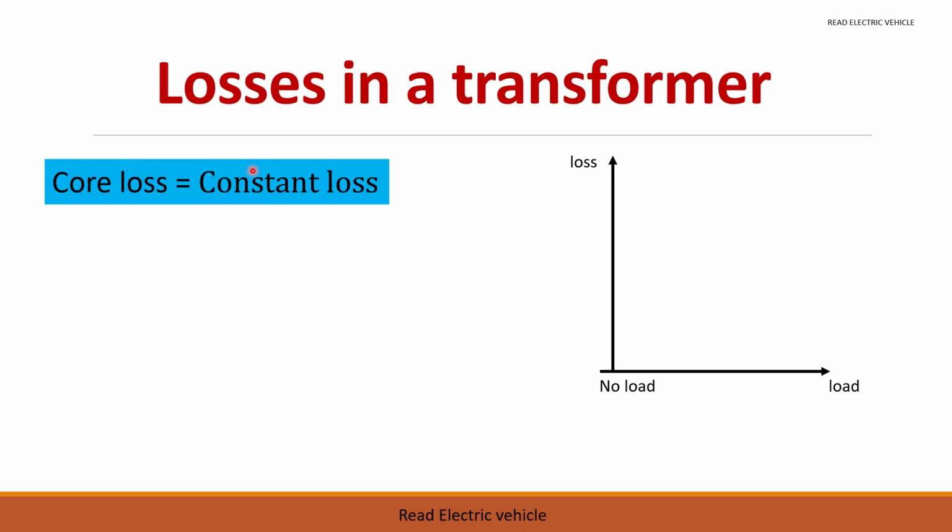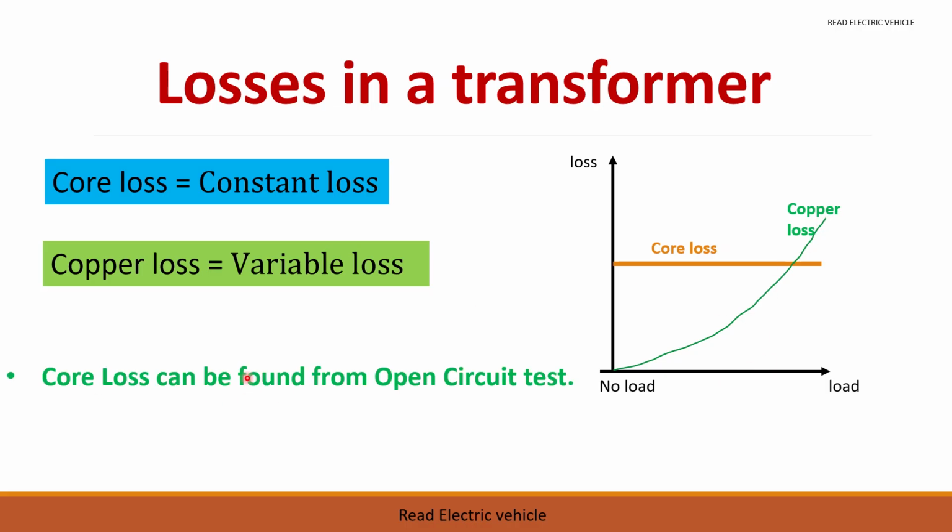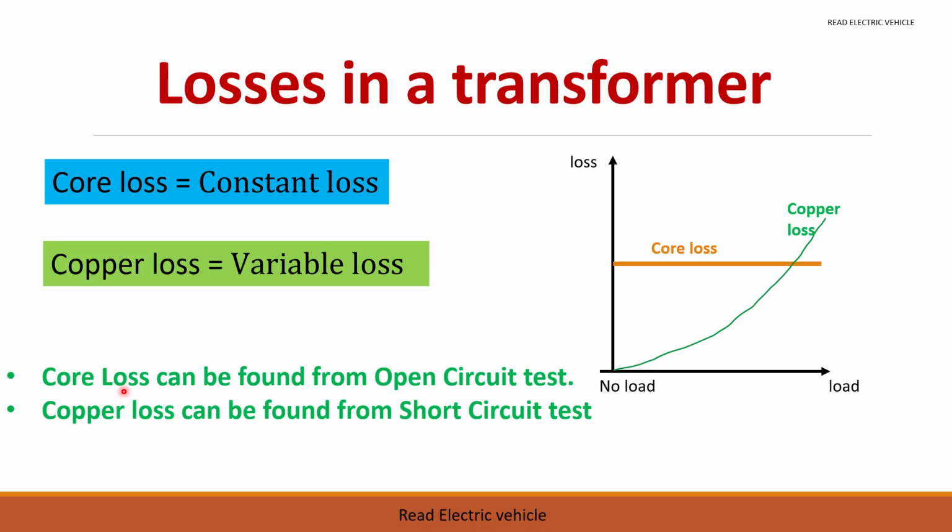Core loss, we have seen, is a constant loss, so it can be drawn like this, and copper loss is a variable loss. This is the no load condition and this is the full load condition. As you increase the load, the copper loss will increase. Core loss can be easily found from the open circuit test because core loss is a constant loss. So from the open circuit test, we can get the information about core loss. But for copper loss, we have to vary the load from no load to full load. For that, we can do a short circuit test and we can calculate the copper loss.